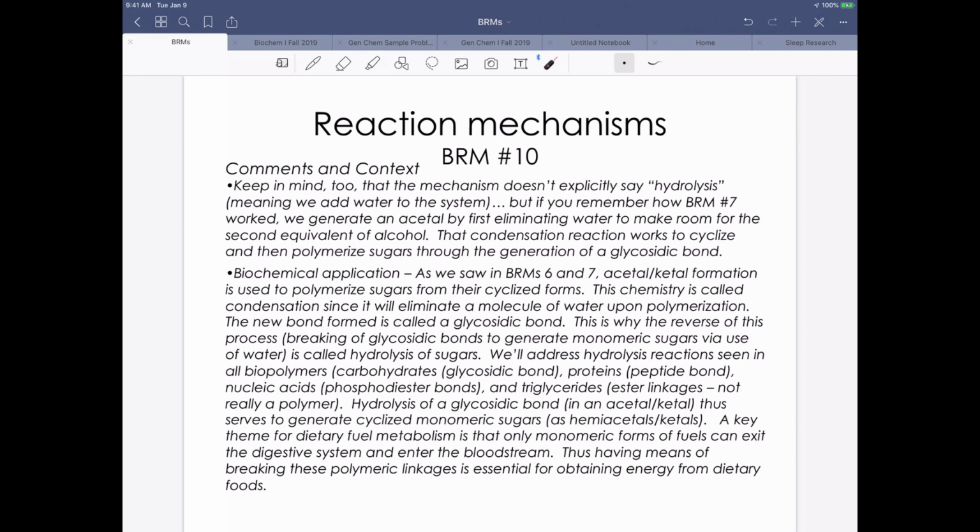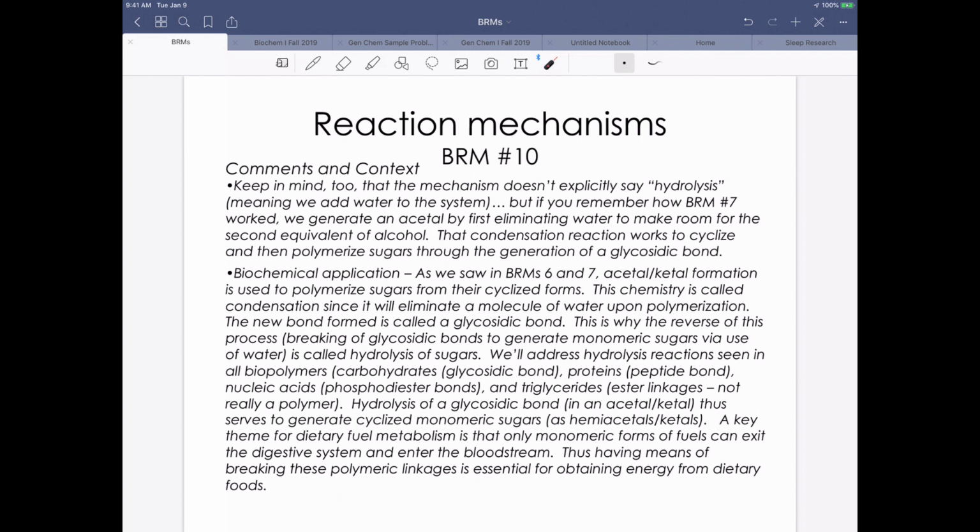So what's really interesting is carbohydrates, proteins, and triglycerides are all dietary sources of fuels. And so this chemistry is what has to happen in order to get these species out of your GI tract and into your bloodstream. So we'll spend a lot of time talking about the metabolism of these fuels, but hydrolysis of this glycosidic bond generates our cyclized monomeric sugars. And again, a key theme when we talk about dietary fuel metabolism is that only monomeric forms of fuels are able to exit the digestive system and enter the bloodstream.